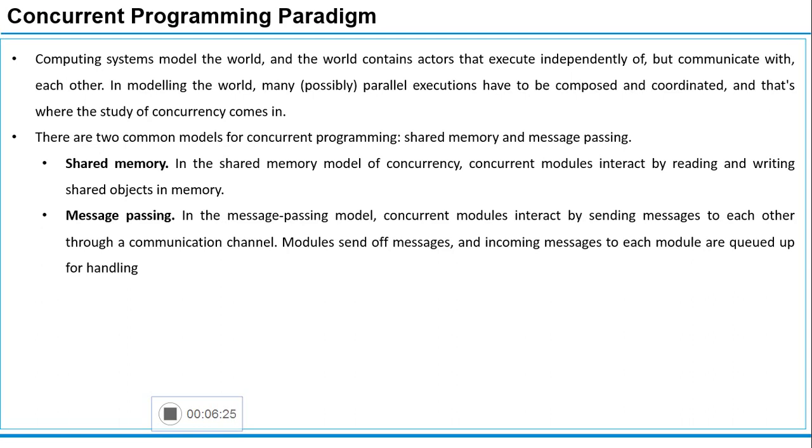There are two common models for concurrent programming. One is shared memory, which means that one part of memory could be shared across multiple processes, where one thread can read while another thread might write at the same time. So it always results in an issue if it is not handled properly. The second way is message passing, where one or more processes communicate with each other by sending and receiving messages.